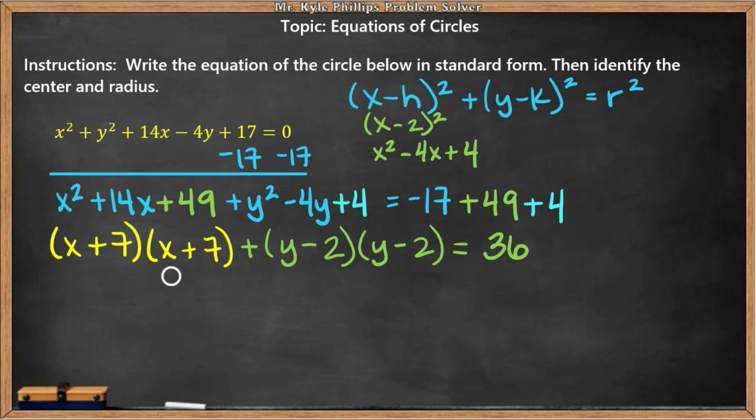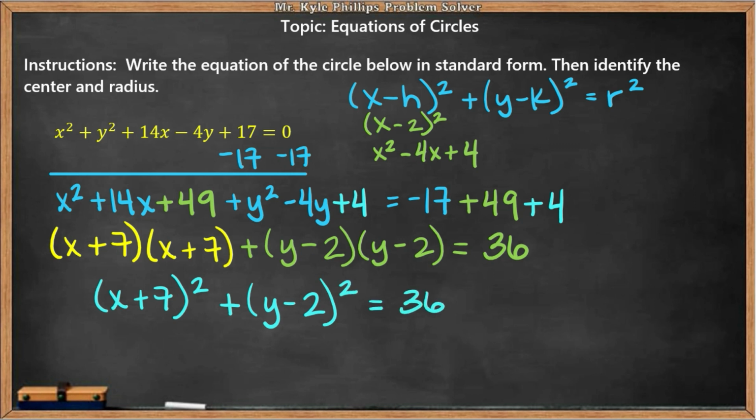Now, we're almost done with this because I have factored it, but this doesn't quite look like this. I want it to look like that. So here I have this binomial times itself, so I could write it as (x plus 7) quantity squared plus (y minus 2) quantity squared equals 36. Now I've written my circle in standard form.